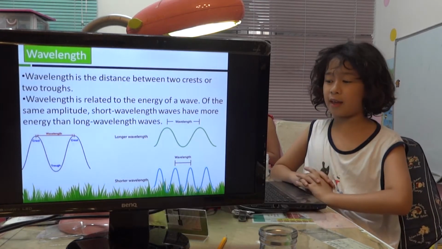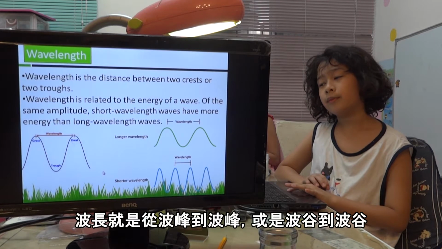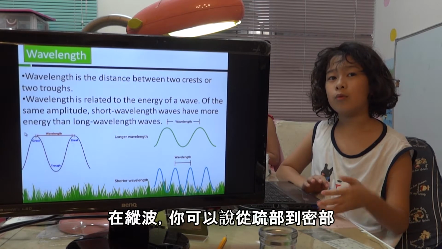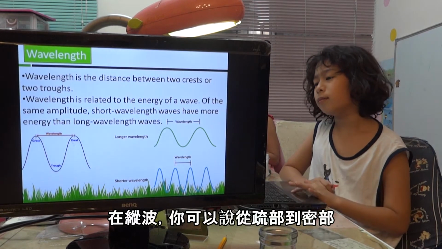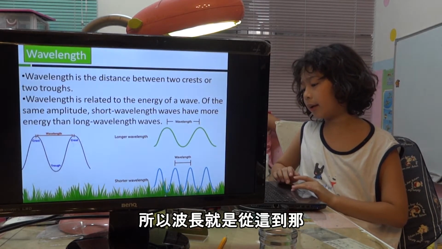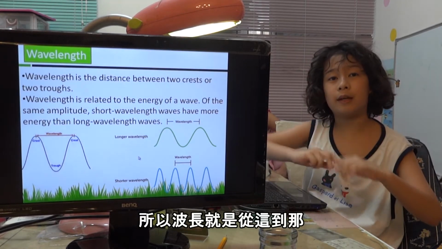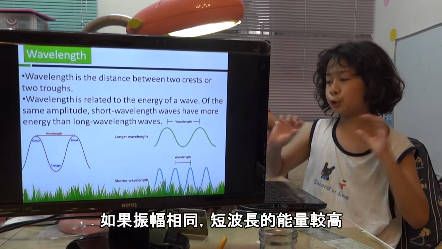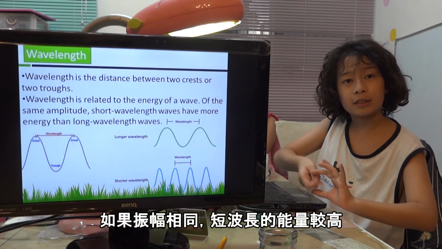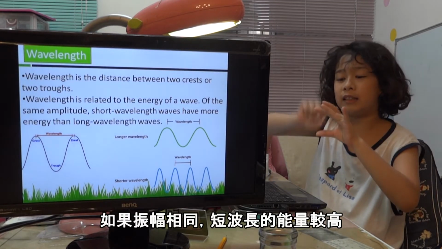Wavelength. What is wavelength? Wavelength is from crest to crest, or trough to trough, or likewise from rarefaction to rarefaction or compression to compression. So the wavelength is from here to here, or here to here. The distance is the same. With the same amplitude, a shorter wavelength has more energy. We know that a longer wavelength has less energy, while a shorter one needs a lot of energy.